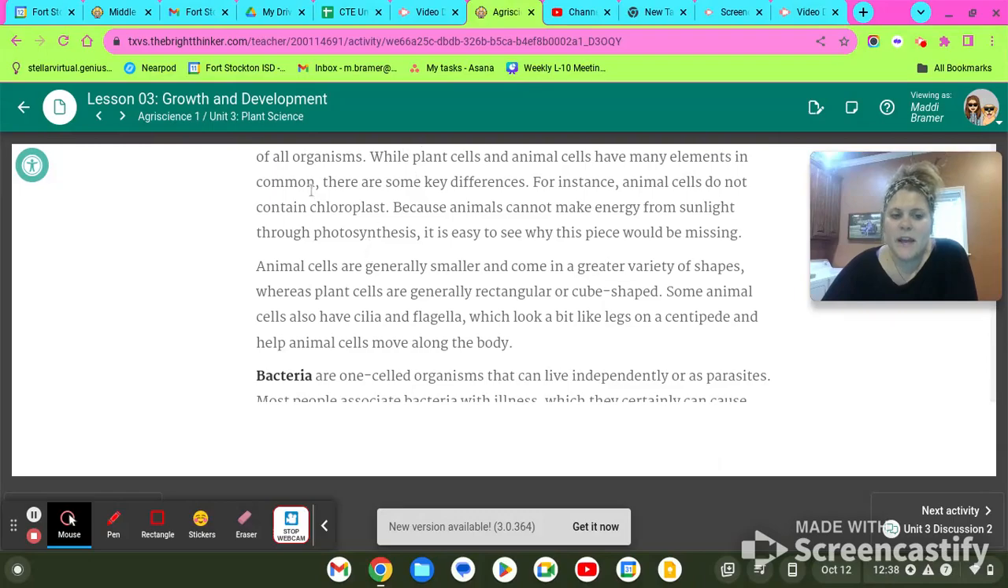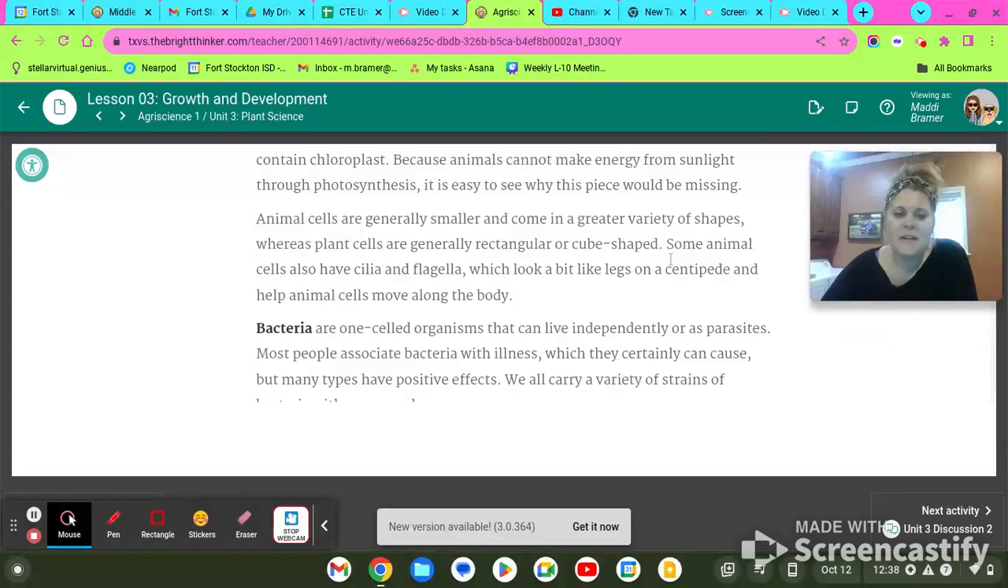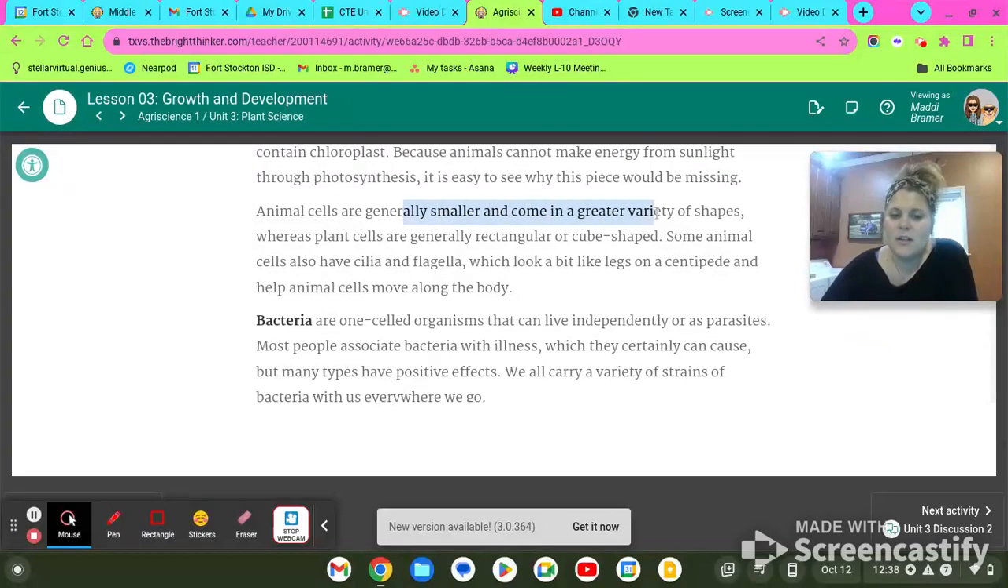Plants and animals have a lot of things in common, but the really key differences are the chloroplast, obviously, because we have animal cells. We cannot convert sunlight into energy like a plant can. That'd be really handy, but we can't do that. Animal cells are smaller, come in a variety of shapes. Plant cells are rectangular or cube-shaped.